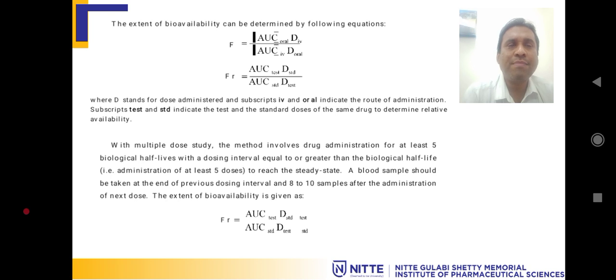The extent of bioavailability can be determined by the following equation: F equals AUC of test by dose of standard, divided by AUC of standard by dose of test. In the case of relative bioavailability, FR is AUC of test by dose of standard over AUC of standard by dose of test, where D stands for the dose administered, IV as well as oral. So here we are comparing IV versus oral.